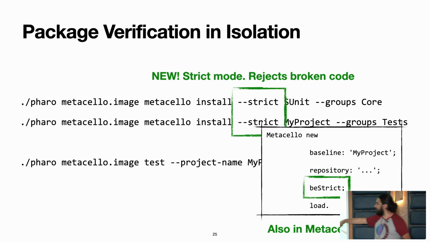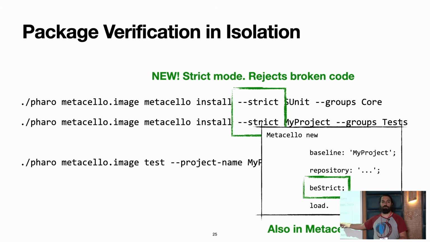We even have the same option if you are using Metacello. In 4.14, every time that you load some package using Metacello with the programmatic script, you can tell Metacello to be strict, and this will eventually tell the compiler that code cannot get in there.